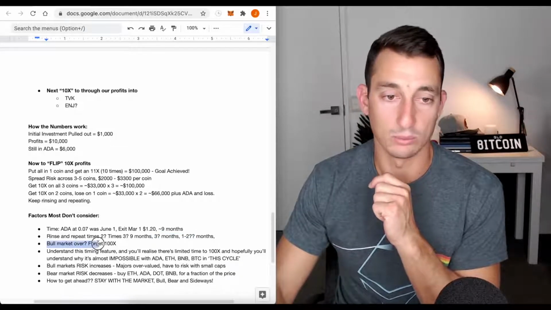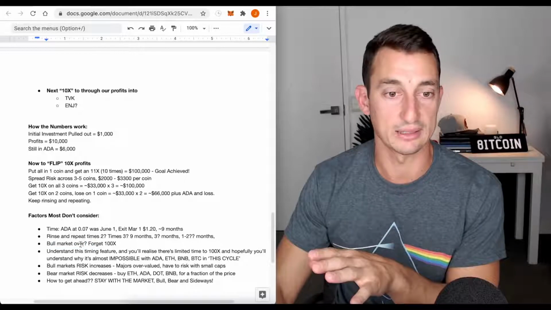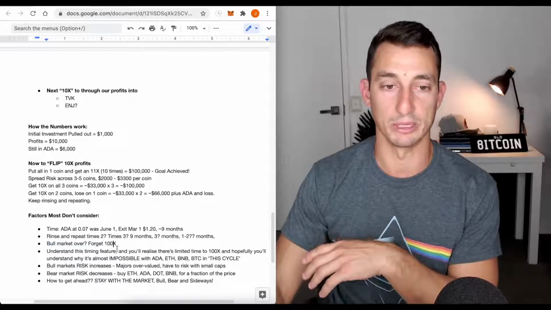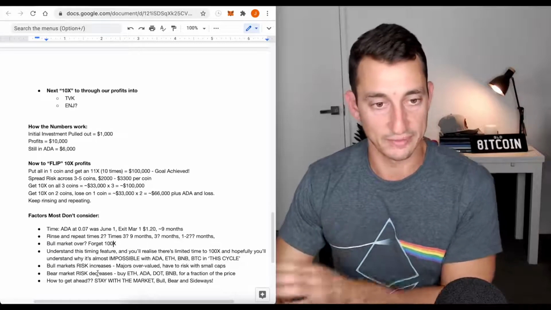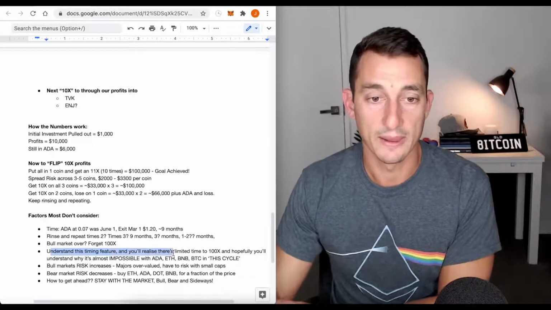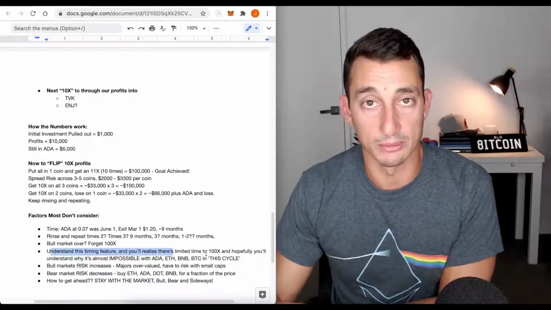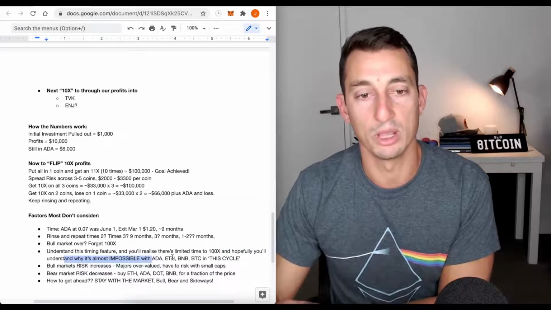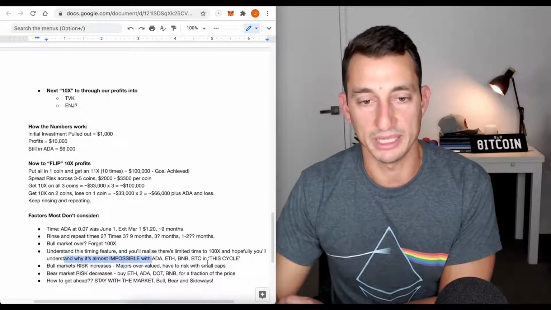Once the bull market's over, forget your 100x's. It's more than likely not happening. Now is so much easier because there's a lot of people in. Once a bull market's over, forget about it, wait for the next bull market. Understand this timing feature, and you'll realize there's limited time to 100x, and hopefully you'll understand why it's almost impossible with ADA, ETH, BNB, BTC in this cycle.